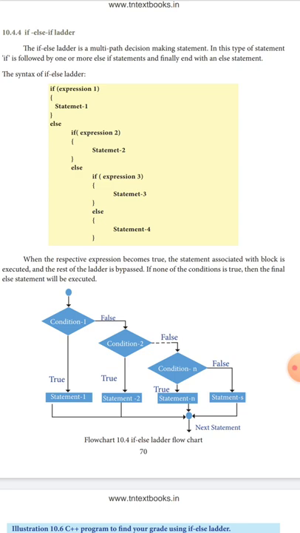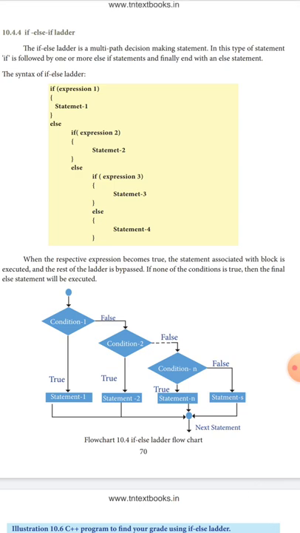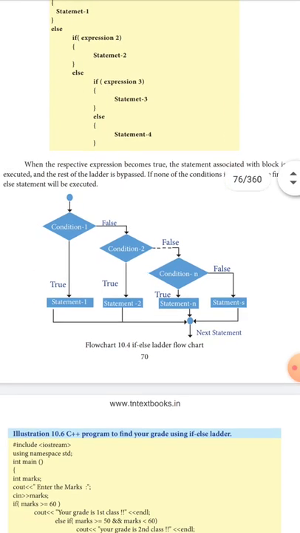So first is condition 1. If it is true, statement 1 will be executed. If it is false, condition 2 will be checked, and if it is true, the second statement is executed. Otherwise it passes to the next condition. When that condition is true, its statement is executed; if false, the next statement is checked, and finally control passes to the end of the statement.